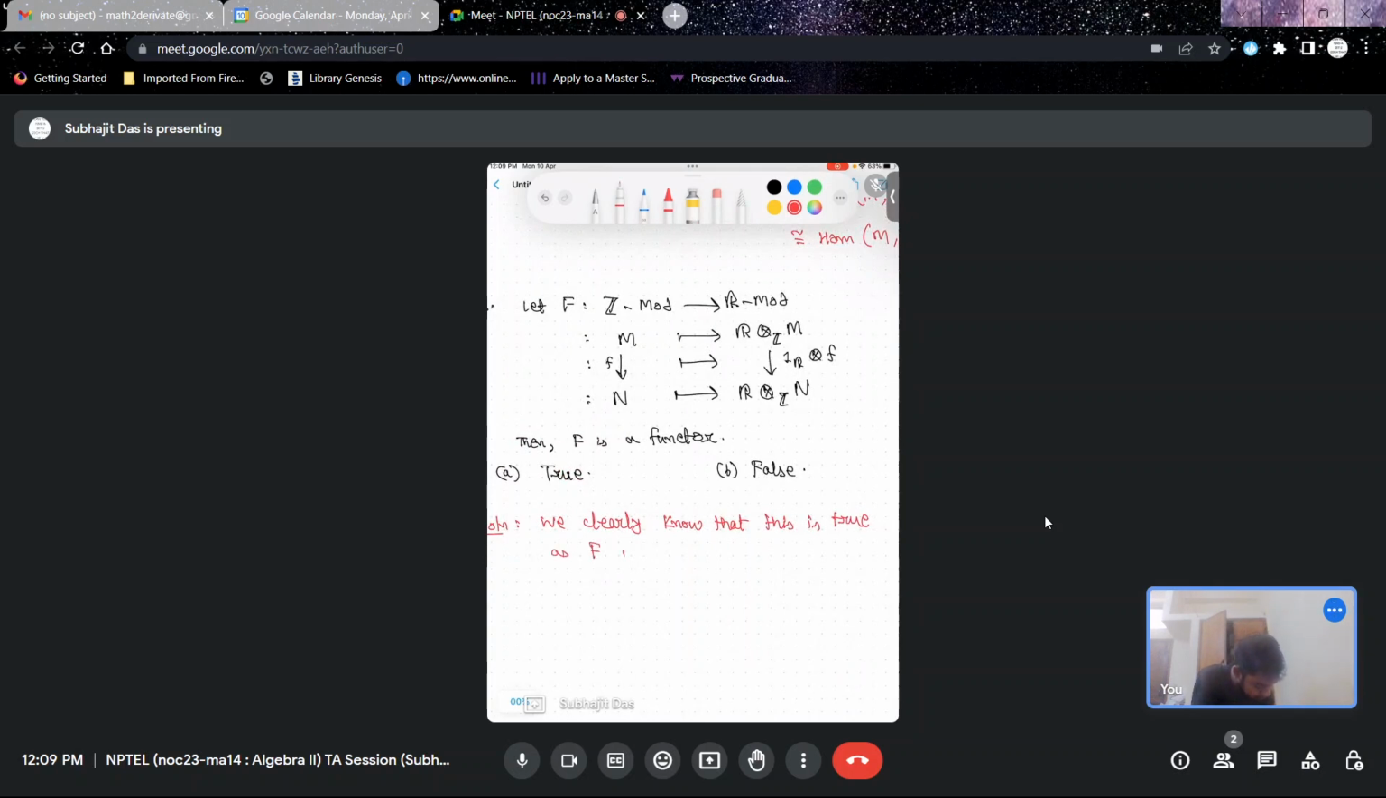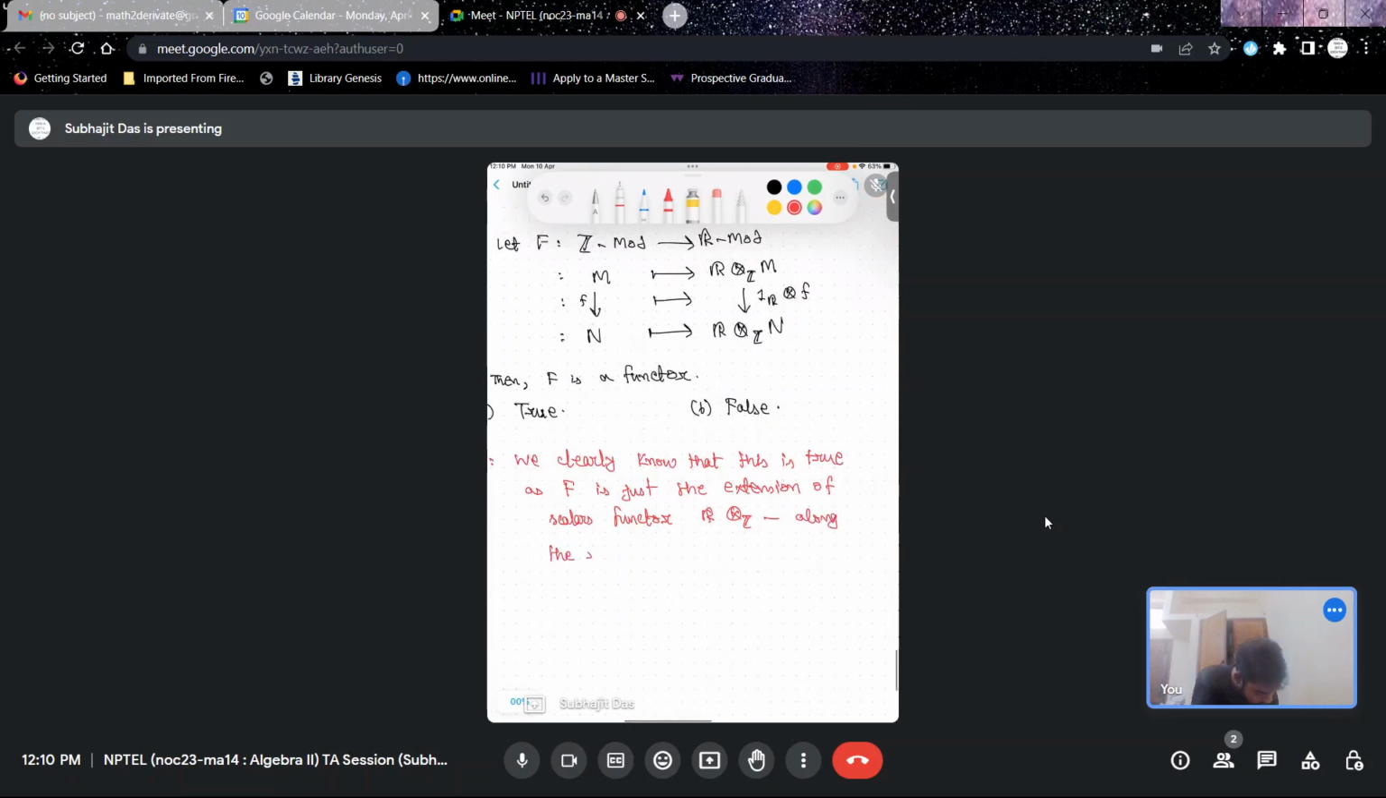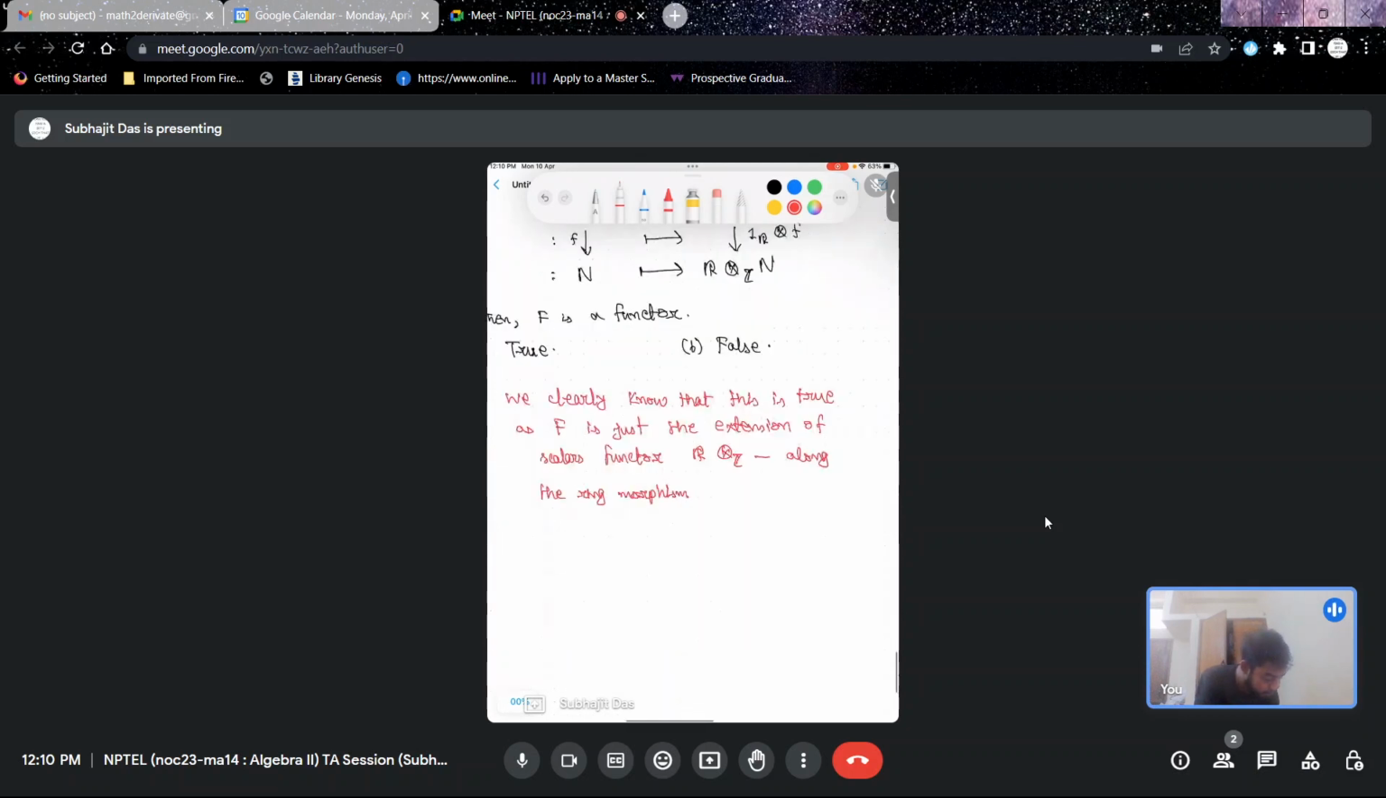as capital F is just the extension of scalars functor, R tensored over Z with bar, along the ring morphism, or the ring arrow in the category of all rings, that is along the morphism from Z into R, which is, so I've curved the tail of the arrow.